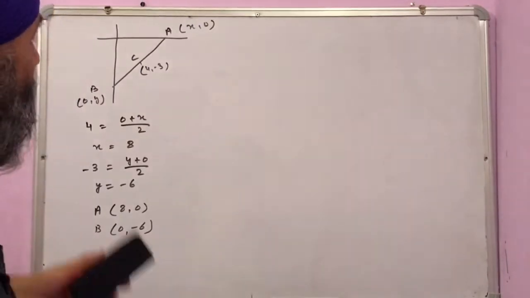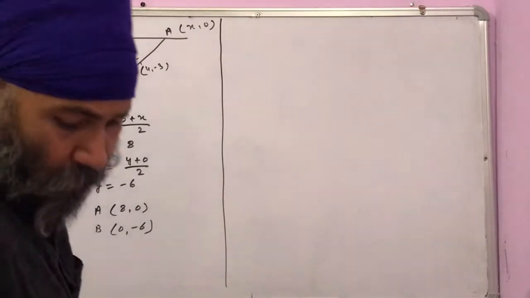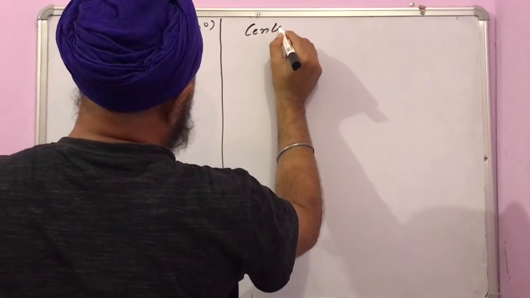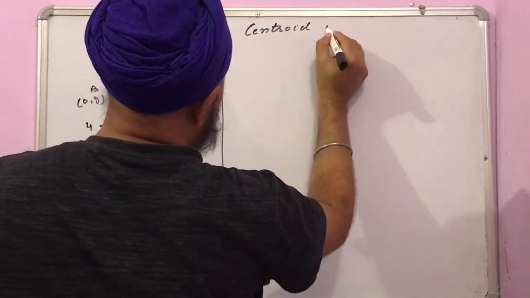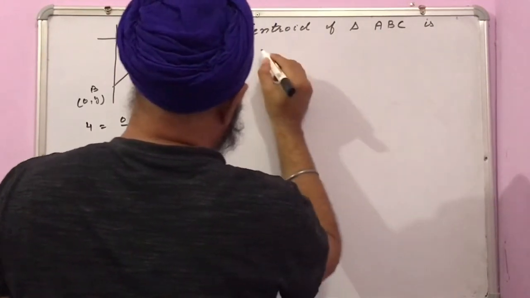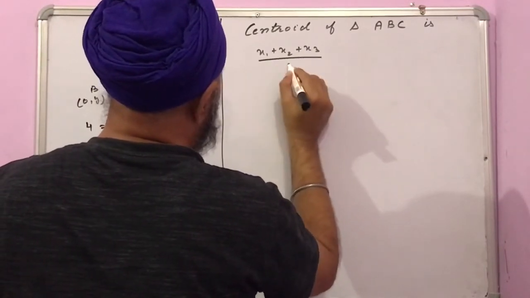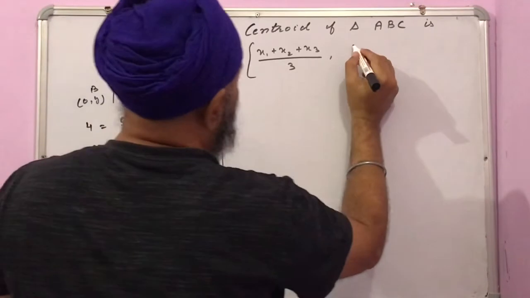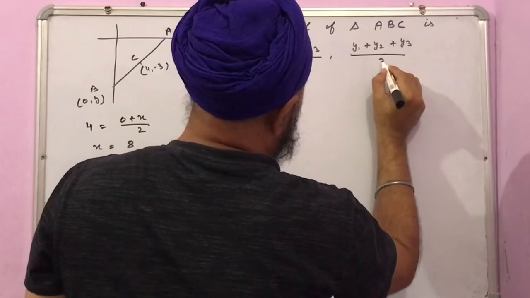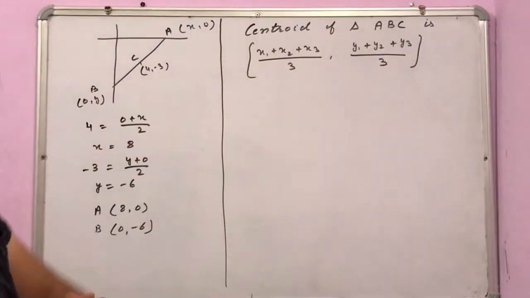Then I do question number 9. That is question number 9, it is also an easier one. One formula you remember: centroid of triangle. Centroid of triangle ABC is (x1 plus x2 plus x3) by 3, then (y1 plus y2 plus y3) by 3. This is the formula for centroid of triangle ABC.